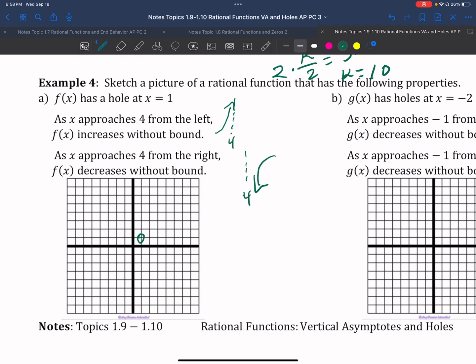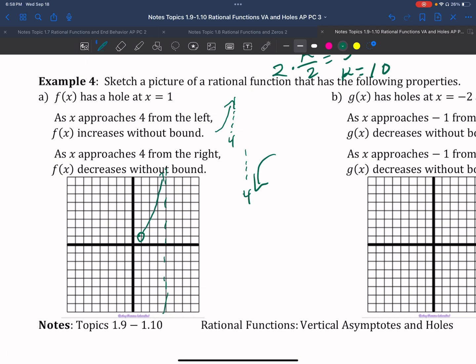After that, it does have to go through this point, and then I know that -4 is going to be an asymptote. So 1, 2, 3, 4. So I'm going to draw my asymptote here. And I know that I have to increase without bound on this side, and then I have to decrease without bound from this side. So then I can just finish the rest of my graph and make it look like a rational function. So that will be an example. Again, answers will vary depending on how you draw your graph.